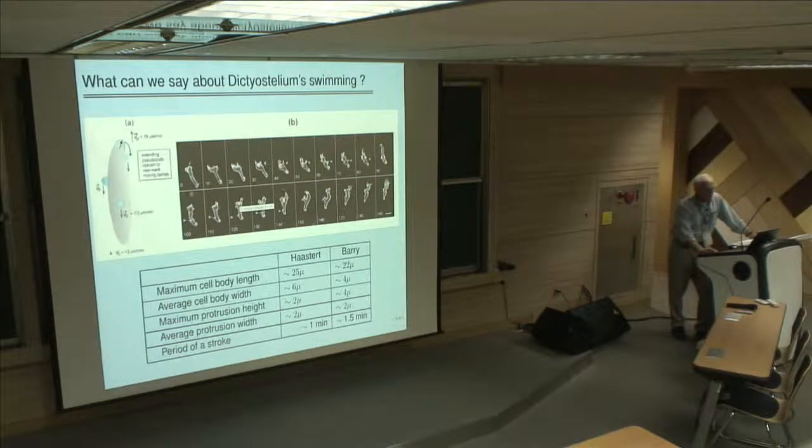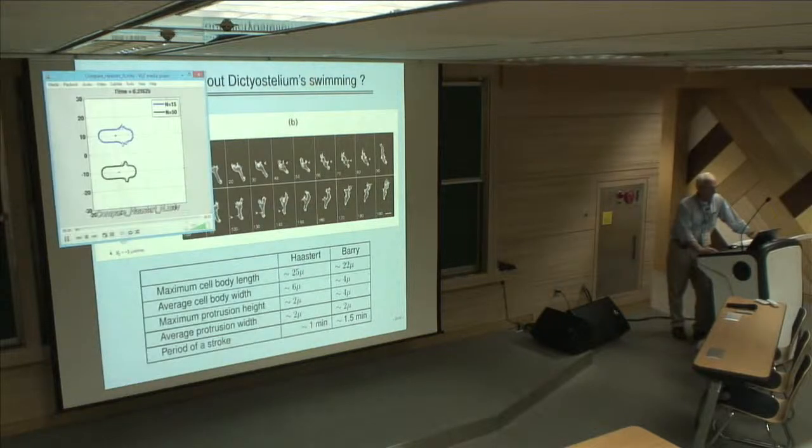Okay, so here we are. Remember, these are the time snapshots of the shape changes. And two different people looked at these, von Hastert and someone named Barry. And here are the kind of average scales that you see for later reference. Okay, maximum body lengths of the order 20-25 microns, body widths 5 microns, etc. And one question is, is one or the other of these swimming more effectively? Can both of them swim?